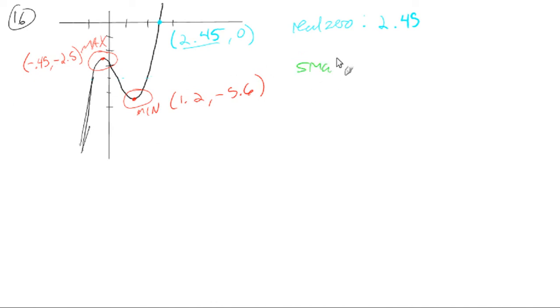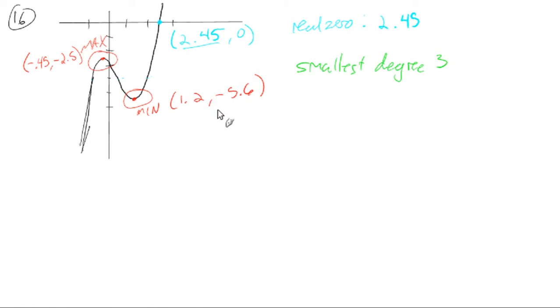The smallest degree would be degree 3. And we know that because there are 2 extrema. There's always one less extremum than there is the degree. Degree 3 would have at most 2 maxima. Degree 4 would have at most 3 turning points, or maxima. So that's all that's involved there.